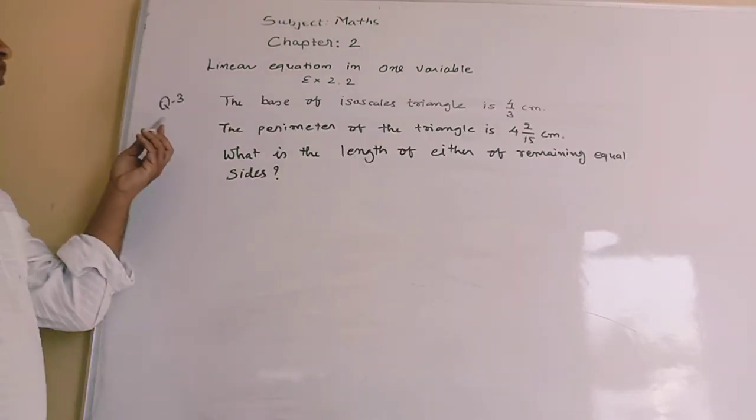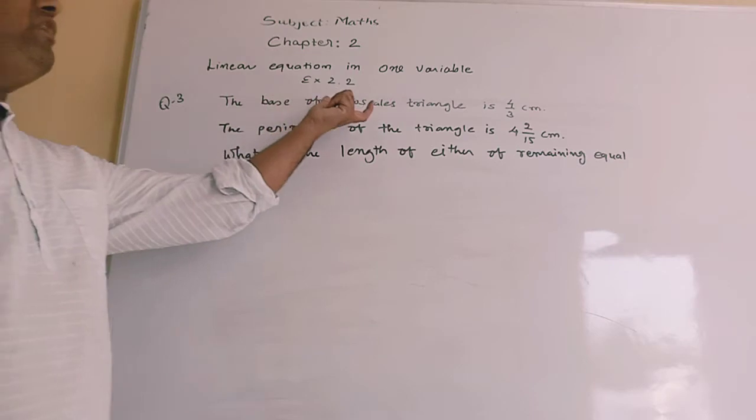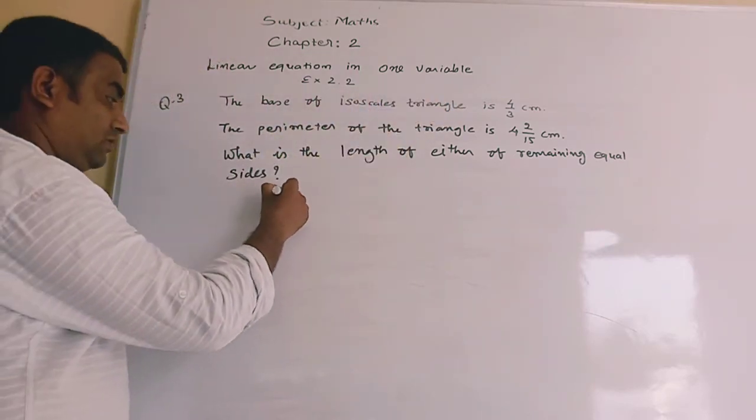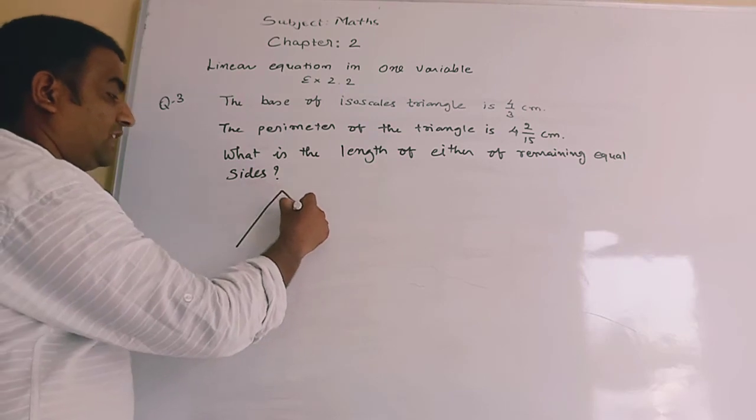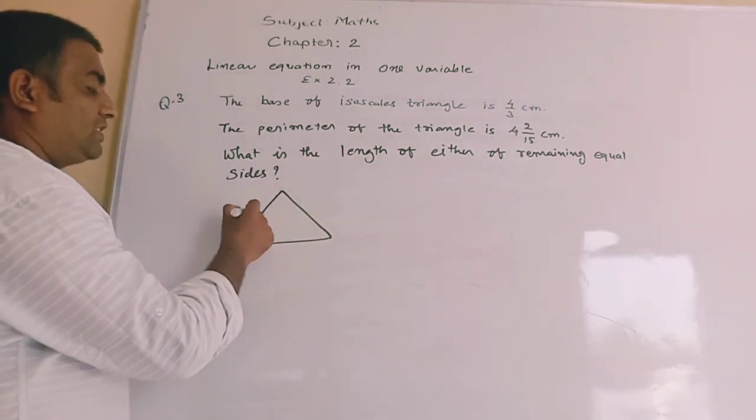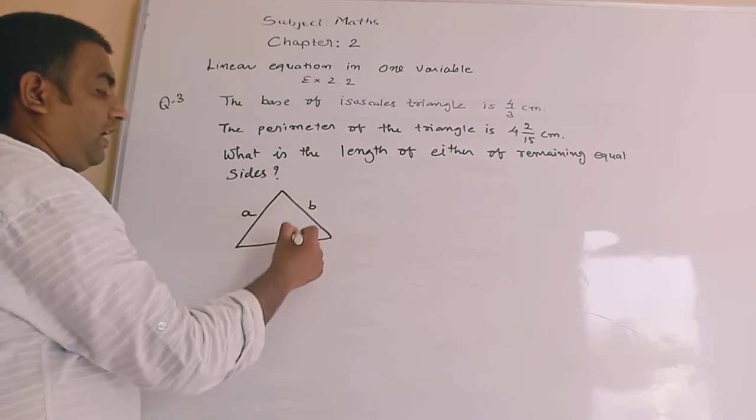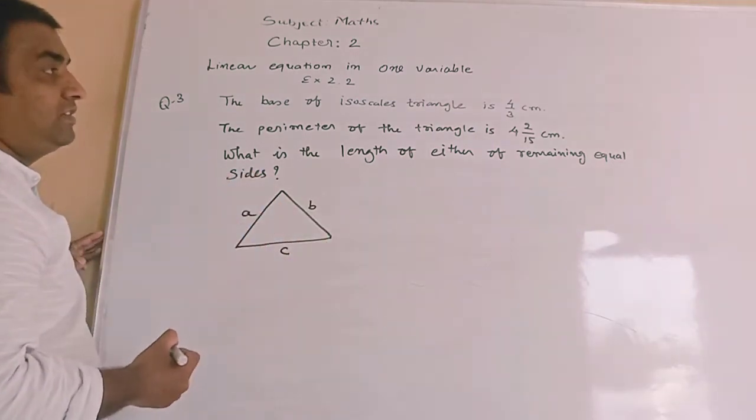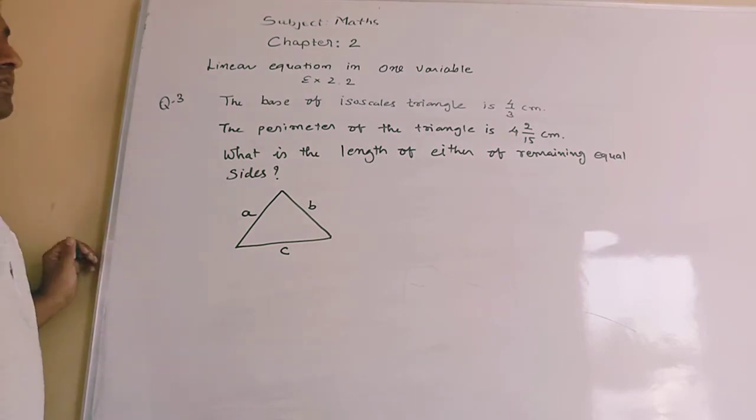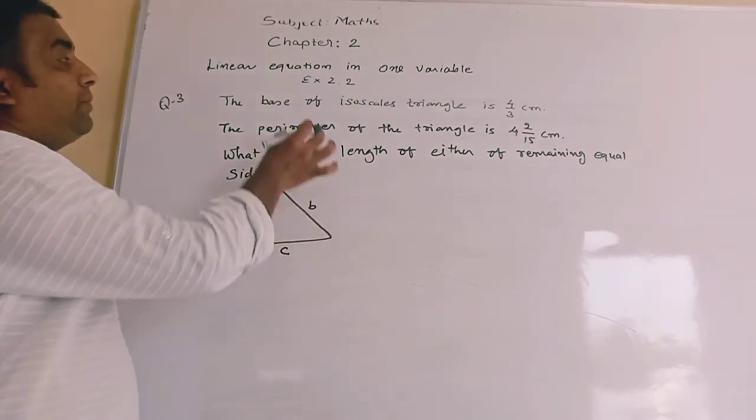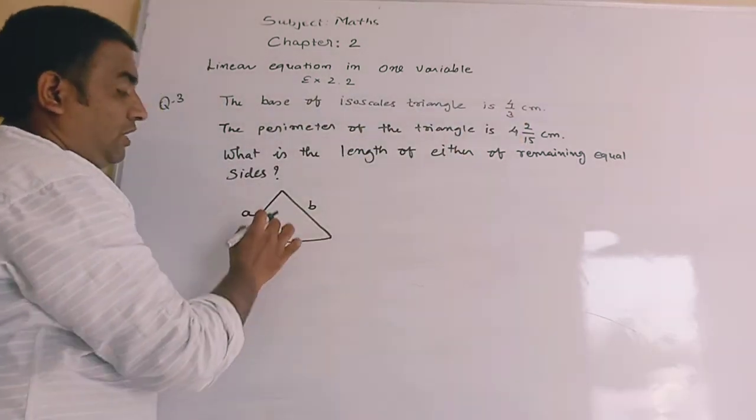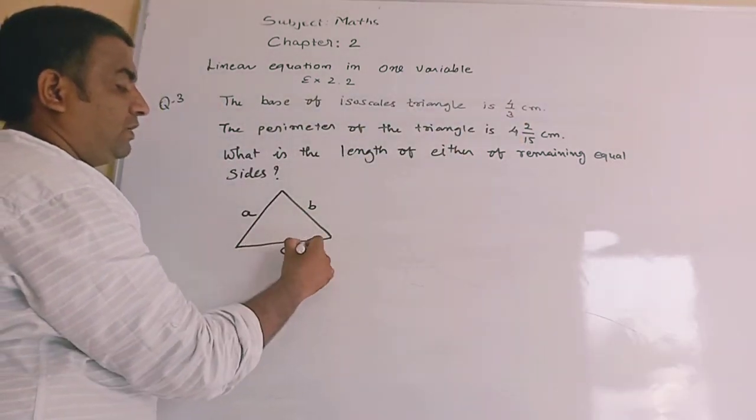Now we are given question 3, the base of an isosceles triangle. So we know the triangle has 3 sides. Suppose its lengths are A, B and C. Now here the base of the isosceles triangle is given as 4 by 3. So base means C, that is given 4 by 3.